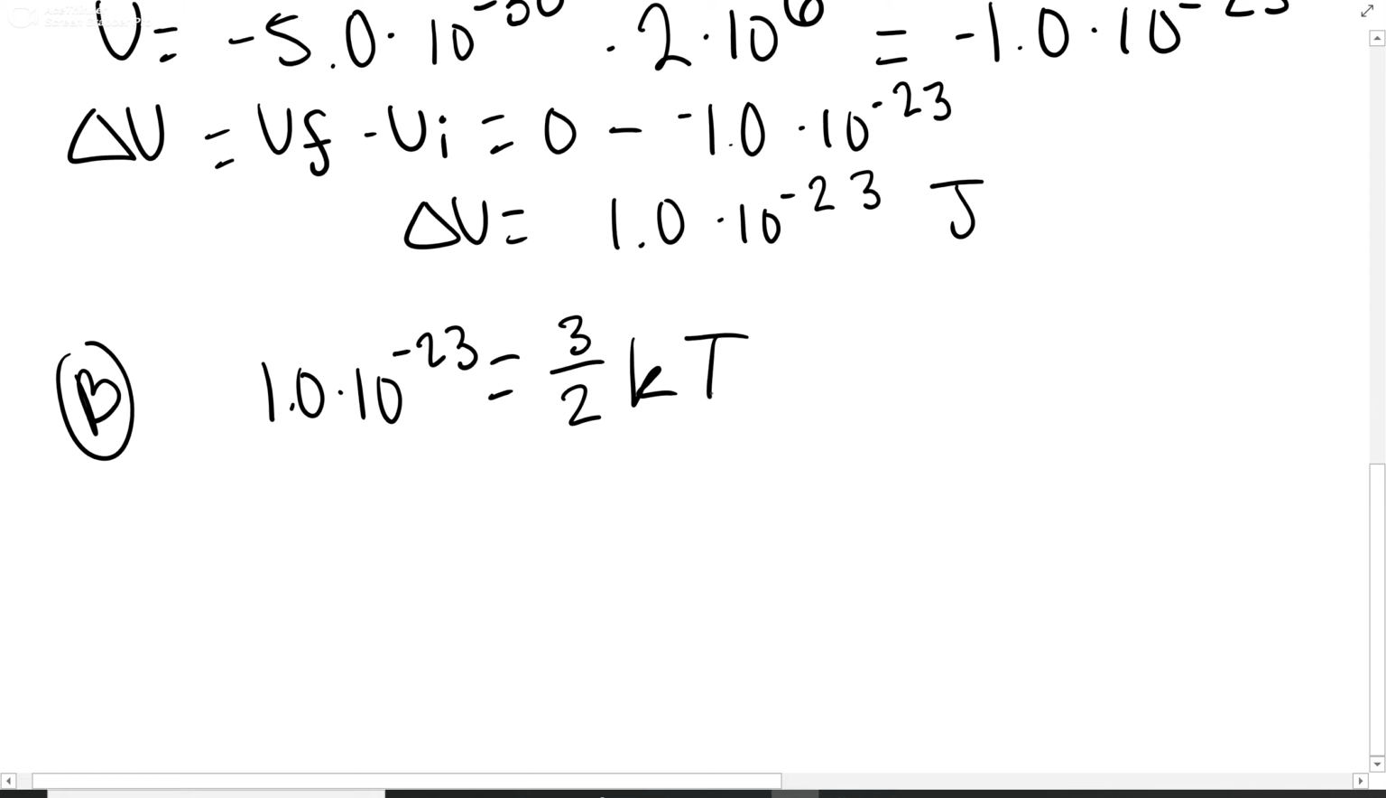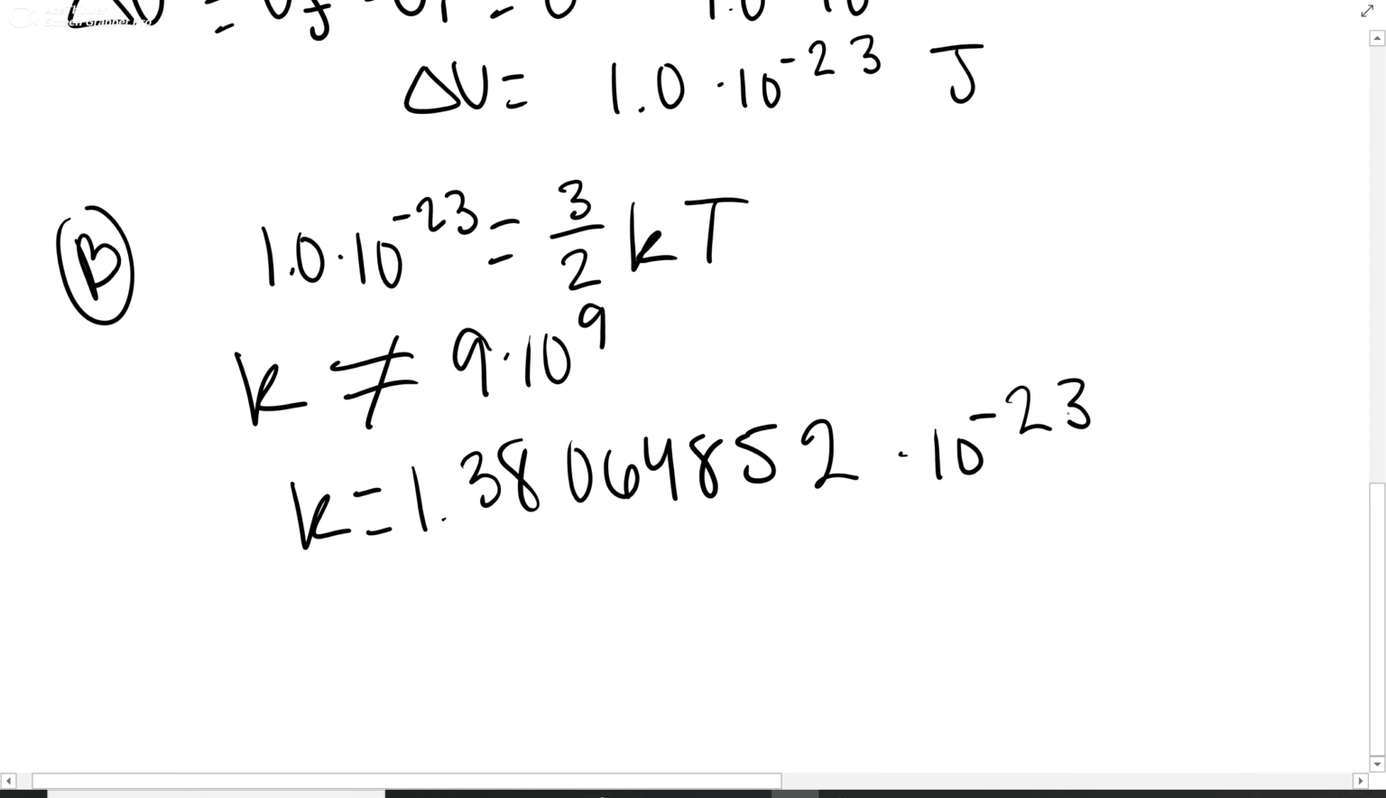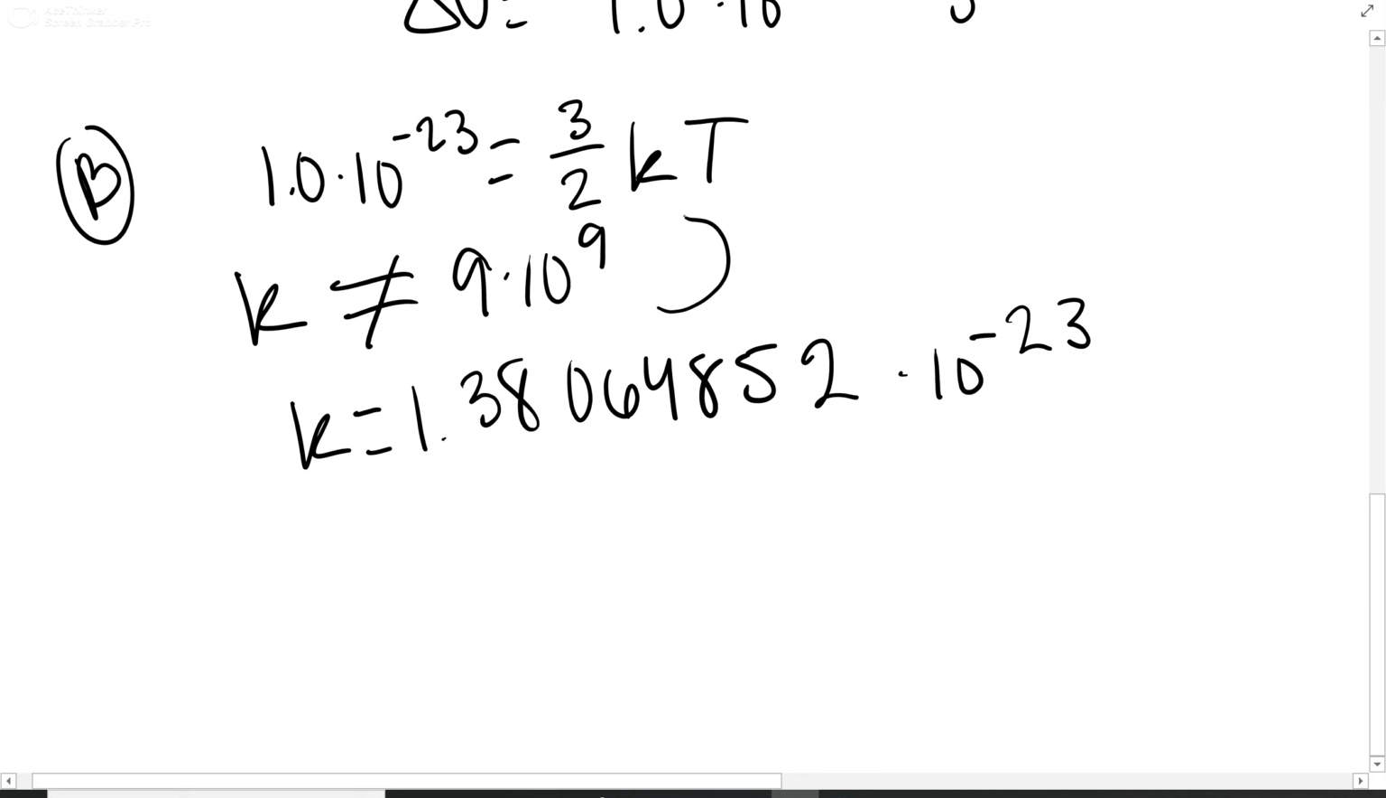The big thing here to remember is k is not equal to 9 times 10 to the 9th in this case. It's actually a new constant called the Boltzmann constant, which they don't mention, but you kind of need to know that. And it's this really long number that you don't actually need to know all of. But that's what it is if you want the whole thing. And so you basically just plug this number in right here and solve for T, and you get T is equal to 0.48. This is Boltzmann.